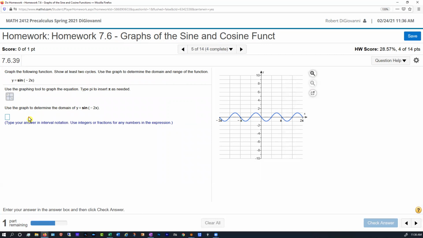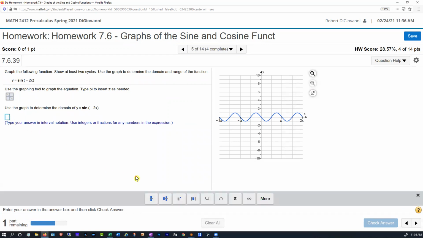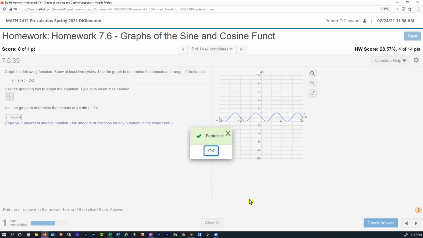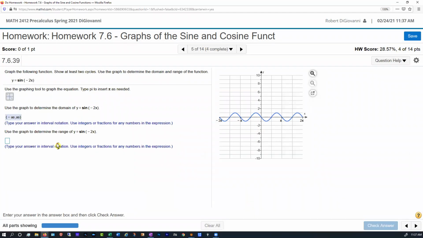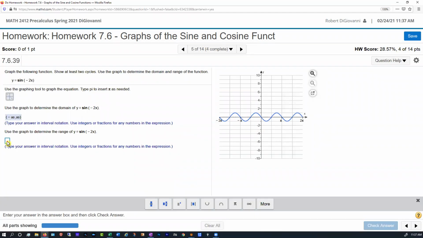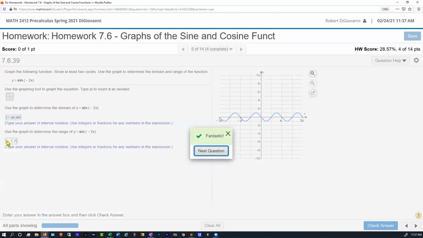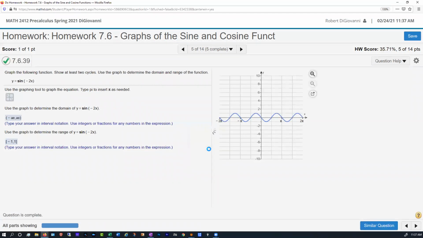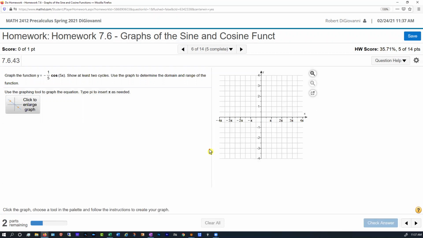Okay, use a graph to determine the domain. So the domain is everything. Let's see, type interval notation. So I'm going to go with negative infinity to infinity. Let's see if it takes that. Yeah. And then the range is going to go from -1 to 1. So -1, 1. There we go. All right, now that's kind of weird. Let's see how this one goes.